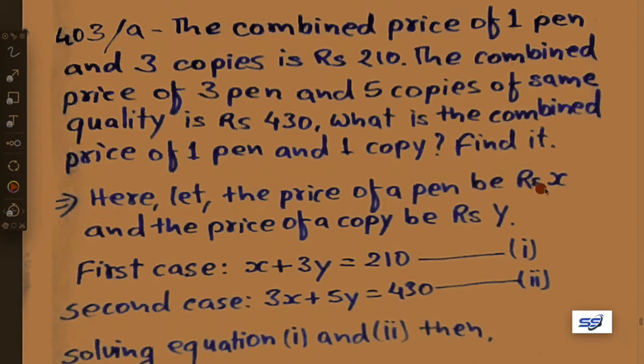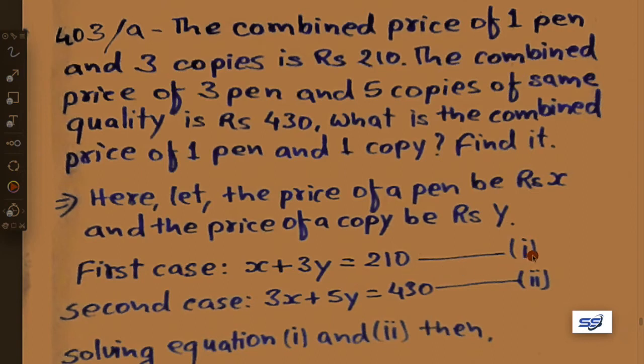Let the price of a pen be x and the price of a copy be y. Now the assumption is done: x is the price of a pen and y is the price of a copy. Now assuming these two things, we will work as per the conditions of the question. The first case of our question says that the price of one pen and three copies means x plus 3y. Our pen is assumed as x, so one pen means x plus 3 copies, plus 3y, equals 210.